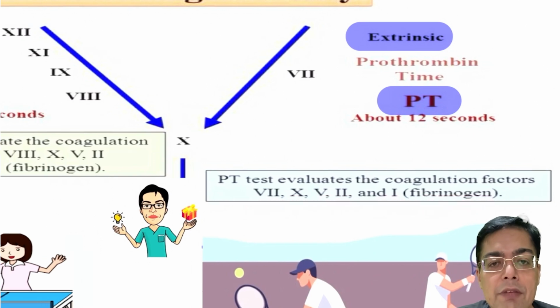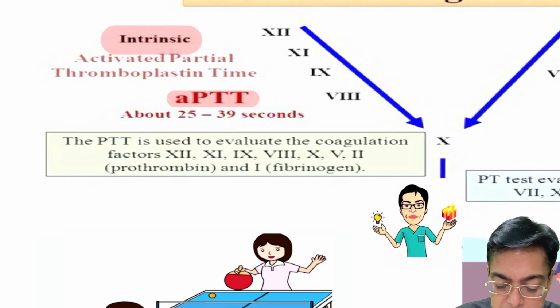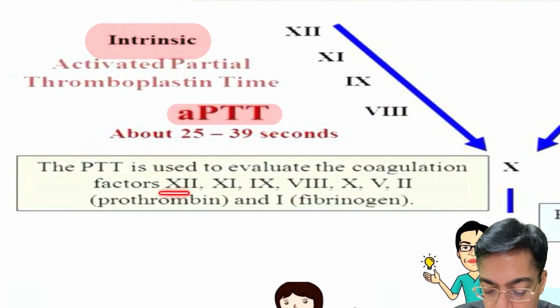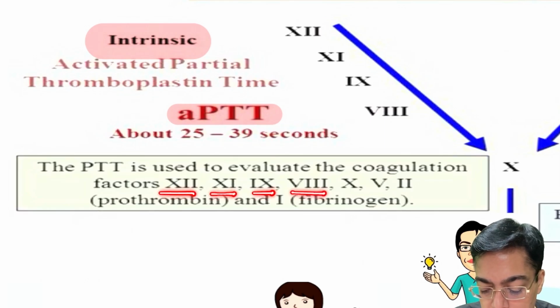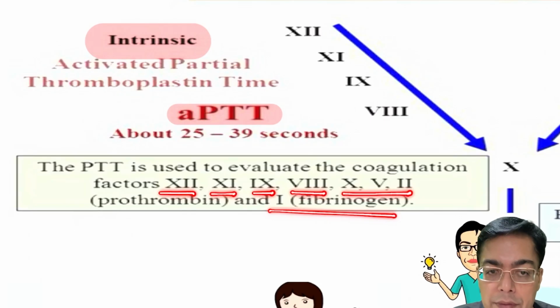On the other hand, the intrinsic pathway is tested with the help of APTT. APTT is activated partial thromboplastin time. It is used to evaluate the factors which are involved in the intrinsic pathway. What are the factors involved in the intrinsic pathway? Yes, you are right. Factor 12, then factor 11, then factor 9, factor 8, factor 10, 5, 2 and factor 1. So if you understand, APTT is for the intrinsic and common pathway and PT is for the extrinsic and common pathway.